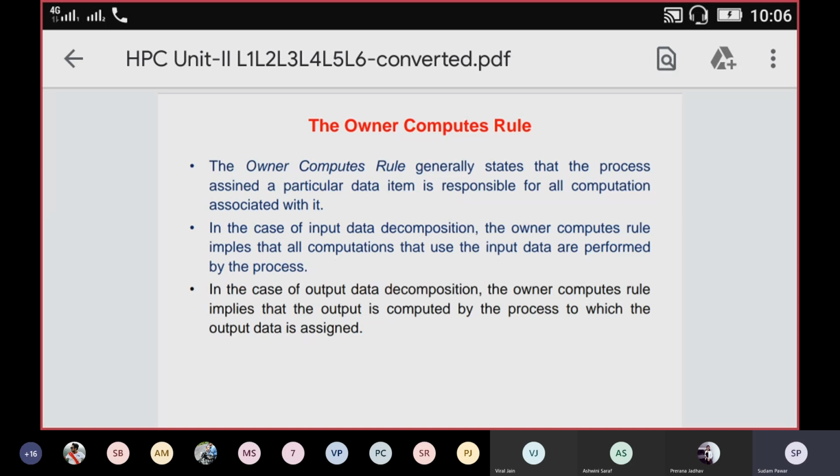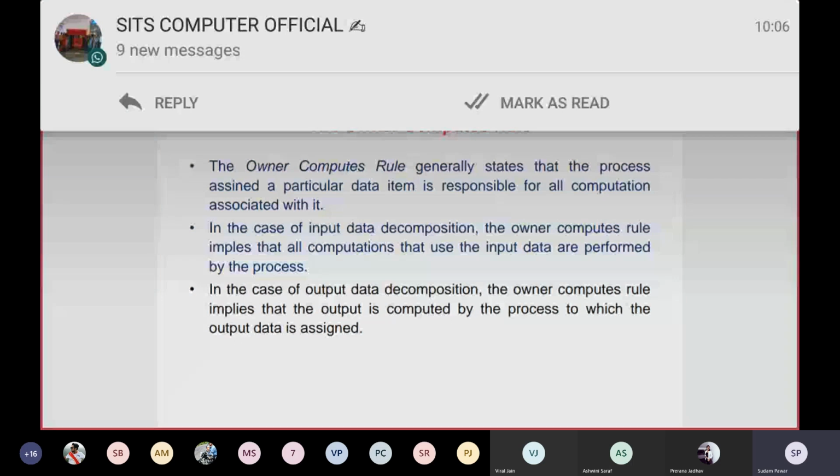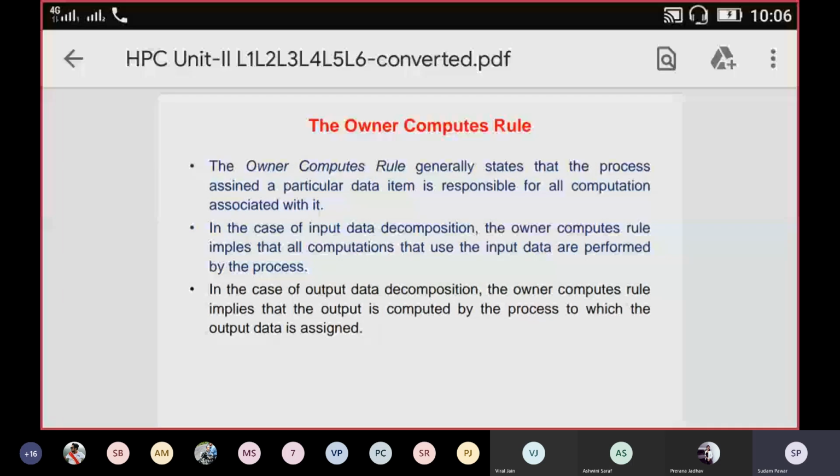Sometimes a question may be asked: what is the owner compute rule? So you should know what the owner compute rule is. Here you are considering the input data decomposition and output data decomposition. The owner compute rule states that the process assigned a particular data item is responsible for all computations associated with that data item. That means the task from that process will be responsible for completing the computation associated with that data item.